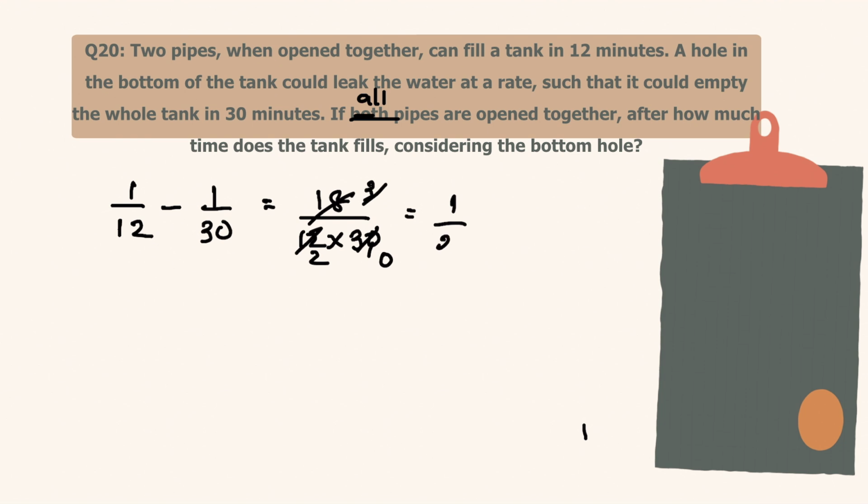So 20 is the answer, right? If all three are working together, it will take 20. Here I take two pipes as a single unit. I don't have to calculate separately what both pipes are filling, so I'll take it as 1 by 12. This is the leaking pipe, minus 1 by 30. We will get the answer as 1 by 20. That means together, if all pipes are opened, it will take 20 minutes to fill up the tank instead of 12 when A and B, the first two pipes, are opened.